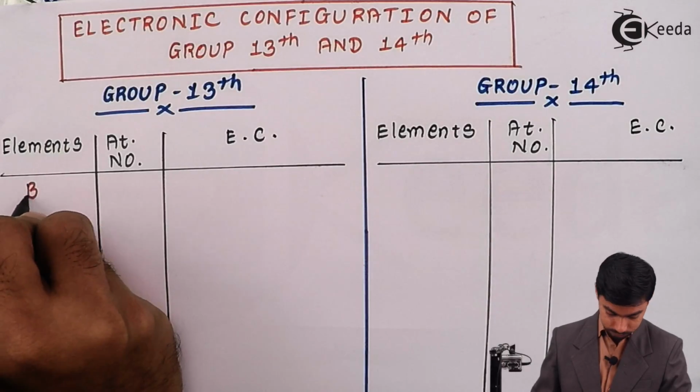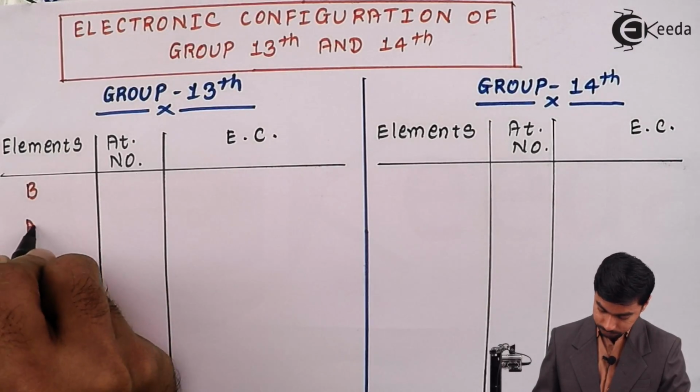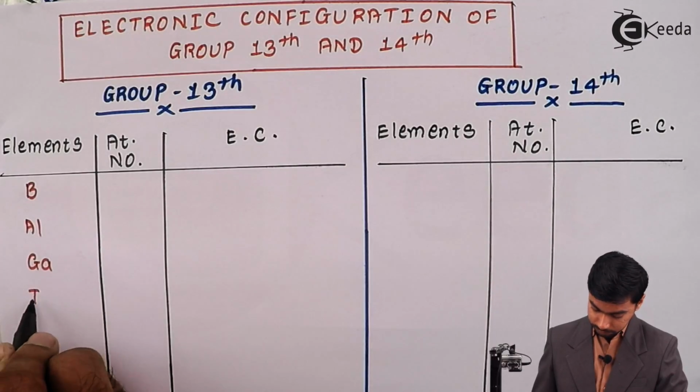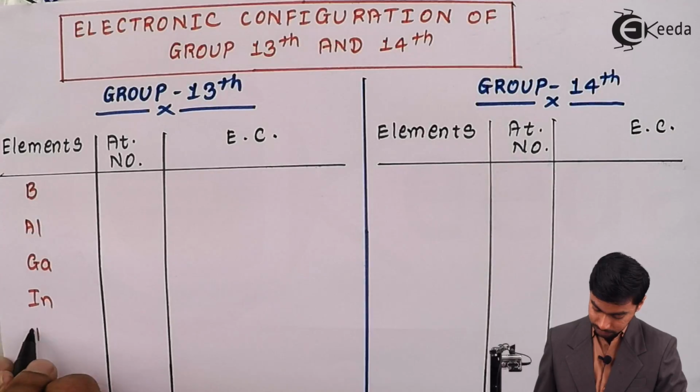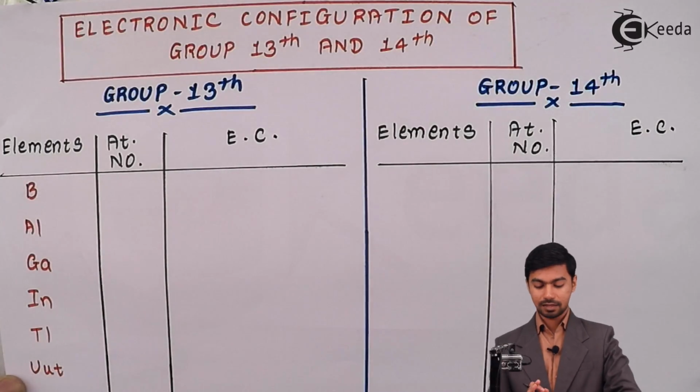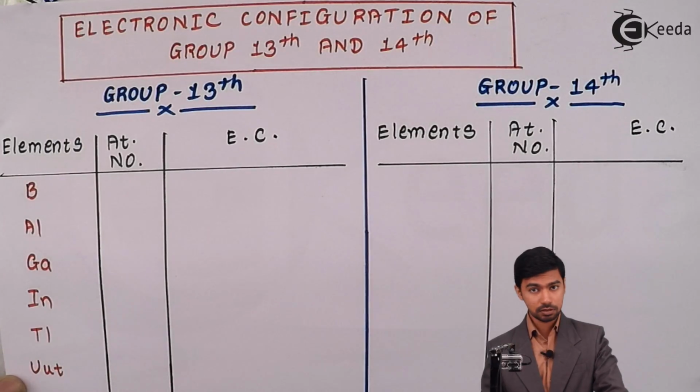boron, aluminium, gallium, indium, thallium, and ununtrium. So these are the 6 elements in group number 13.